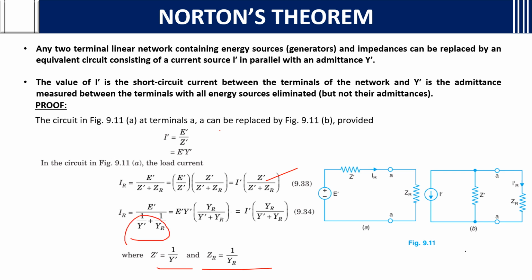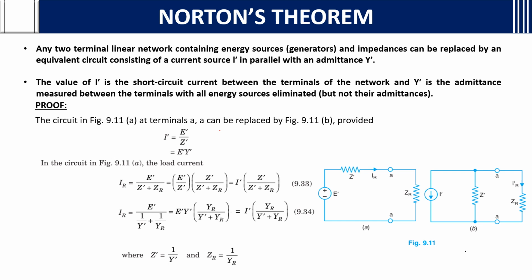If you replace in this equation, then what you get is E dash into Y dash into YR by Y dash plus YR. If you take the LCM and move terms from numerator to denominator, then you will get this equation. Then E dash into Y dash, you know it as I dash, so you take it as I dash, then into YR by Y dash plus YR. By using the first figure, you got I dash, and IR is the load current at the short circuit, that is the load current, and the load resistance is this.